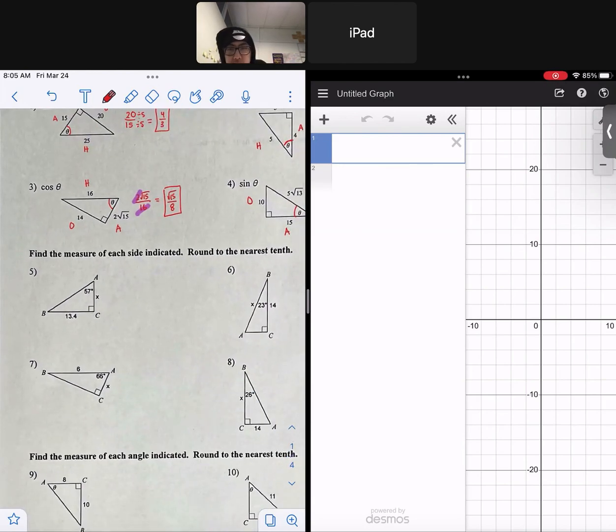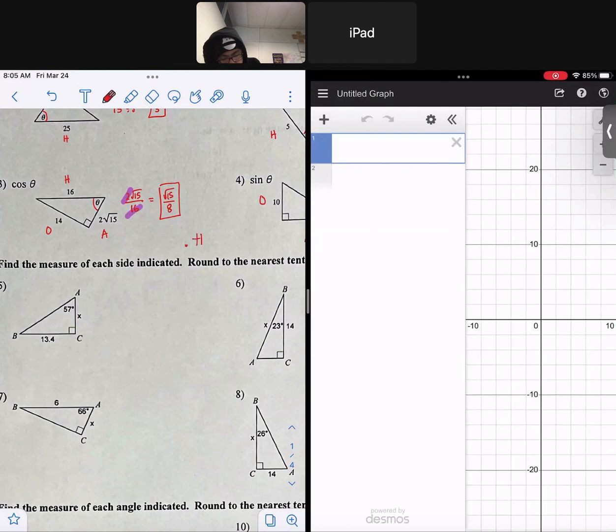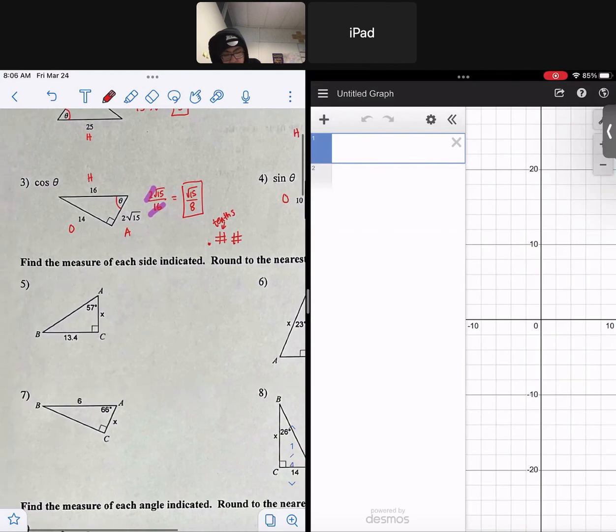5 through 8. You have to find the measure of each side indicated. You have to round to the nearest tenth. If you don't recall, this is the tenth place, but this number will let you know if you have to round it up or not. If it's 5 or above, then we know to round the tenth place up. If not, then we just keep it.